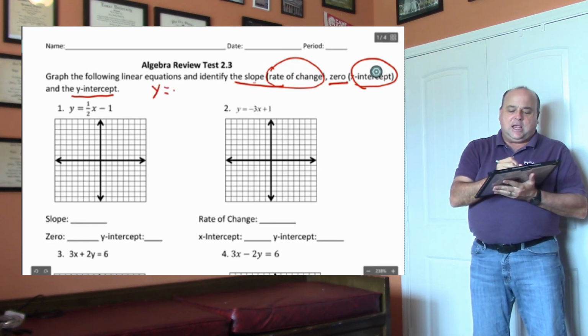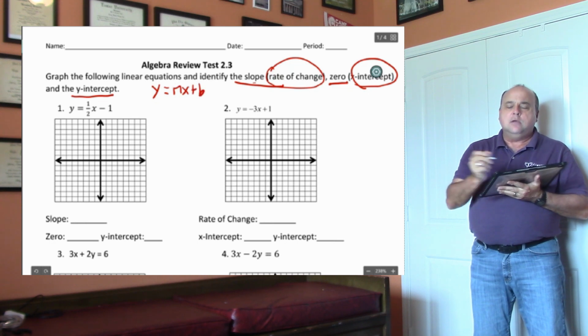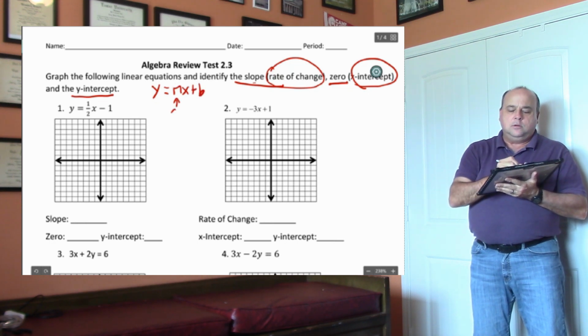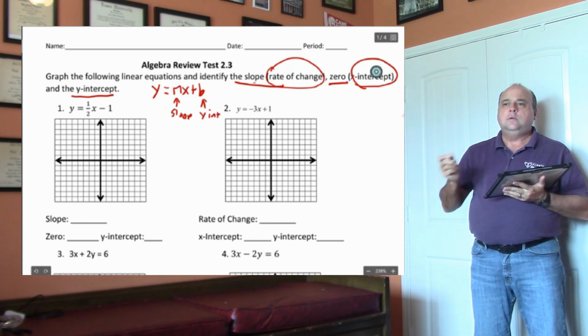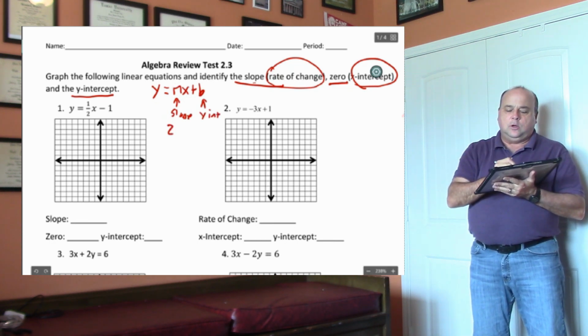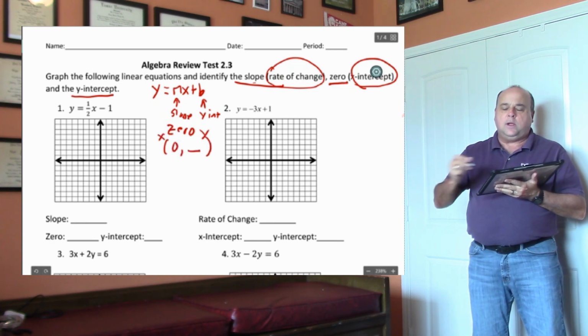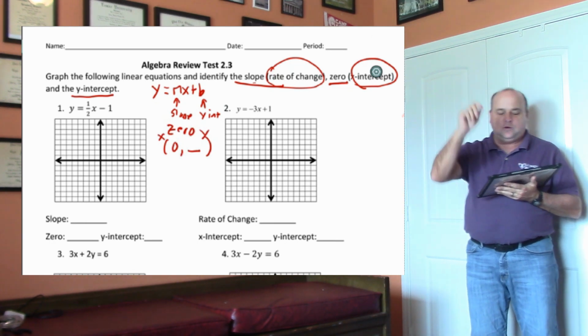Okay, write down y equals mx plus b. The m is our slope. The b is the y-intercept. And the zero is going to be (x, 0), right? The y will be 0, and we have to find the x. I'll show you how to do that in a minute.